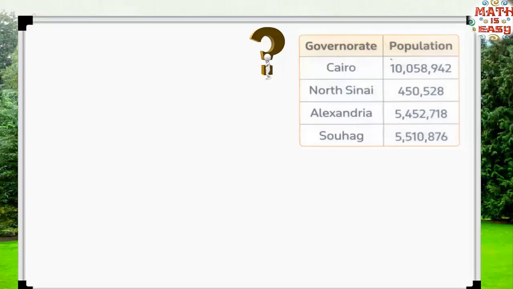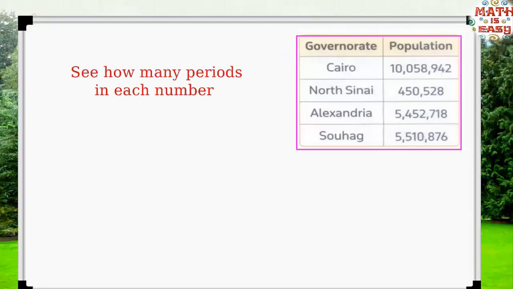Before you start to arrange the numbers, you should look at the 4 numbers and see how many periods are in each number. The number that has 2 periods only is the smallest number, and the number that has 3 periods like this is the biggest number. We have 3 numbers that have 3 periods. You should see how many periods are in each number. Governorates and their population.